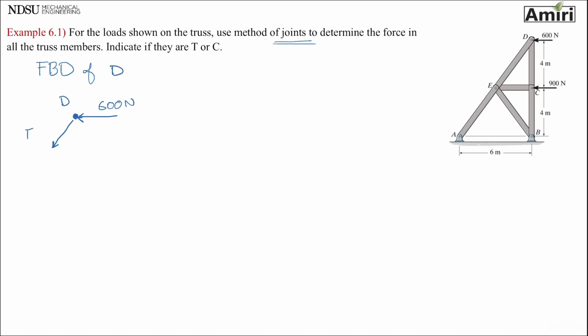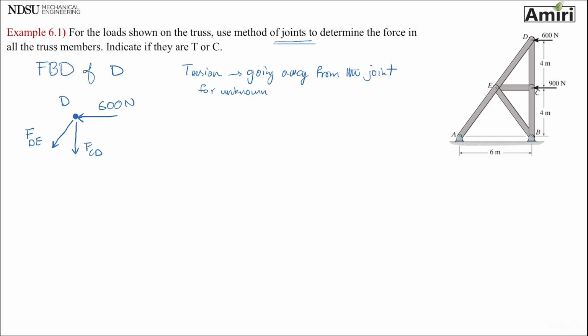So I'm going to put FDE and I'm going to put FCD. Remember, for the unknown forces, my method is to put them always in tension, meaning going away, tension, going away from the joint. Okay, for unknown only. Okay, and as we discussed, this is similar to being a particle, equilibrium of a particle.